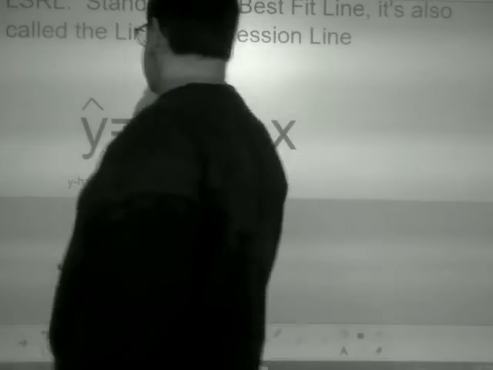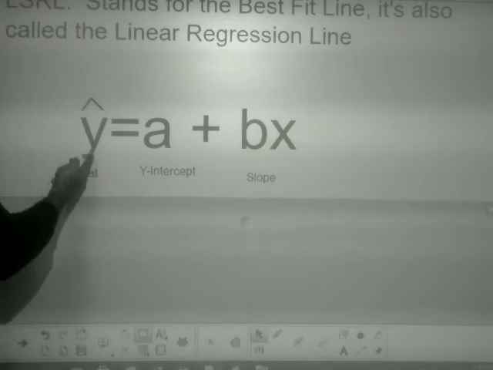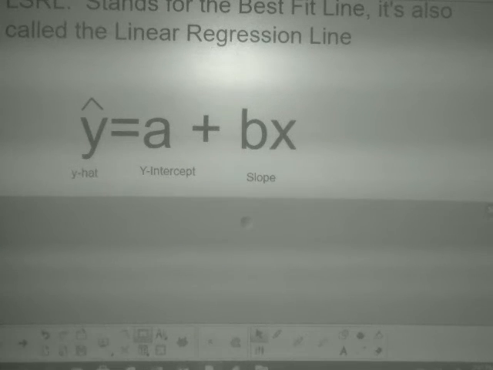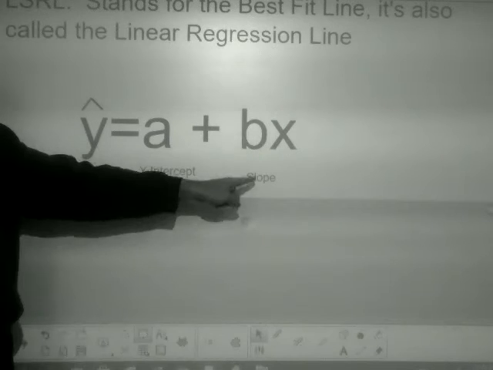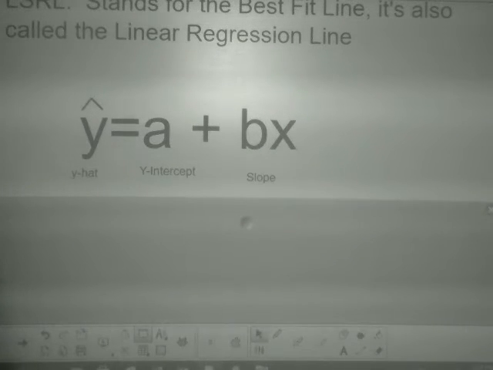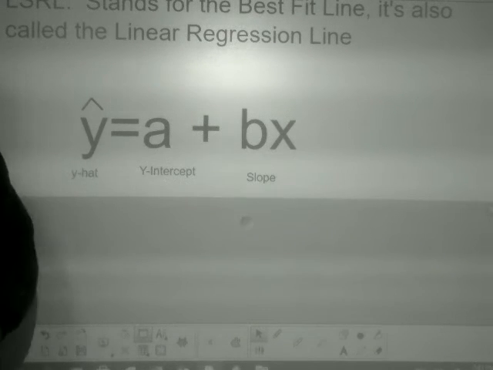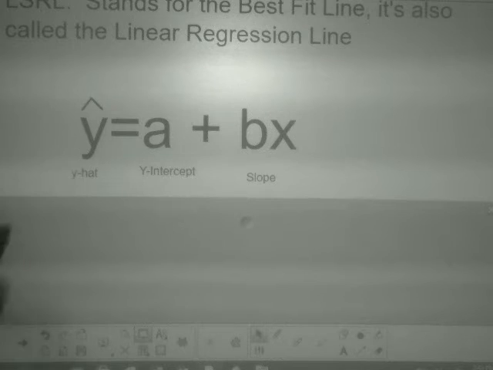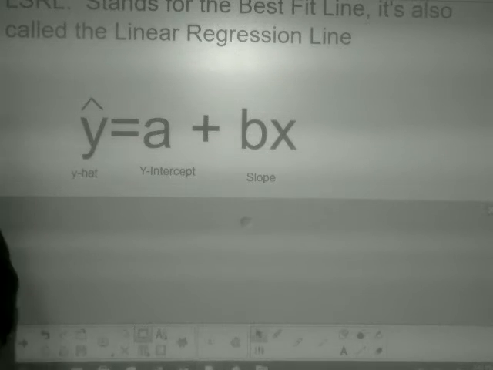So we read this as Y hat equals the A, which is the y-intercept, plus the B, which is the slope, and then X is just the other variable at the end. If the slope is negative, then we use a minus sign in the middle. But there's the equation, Y hat equals A plus BX.